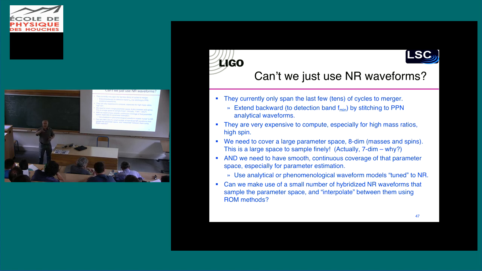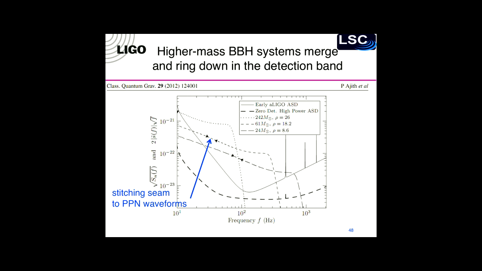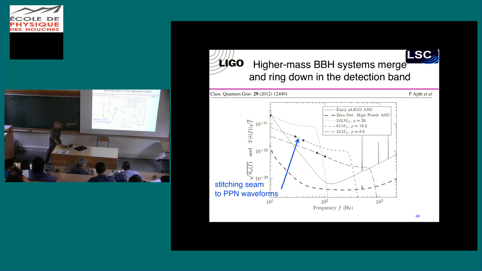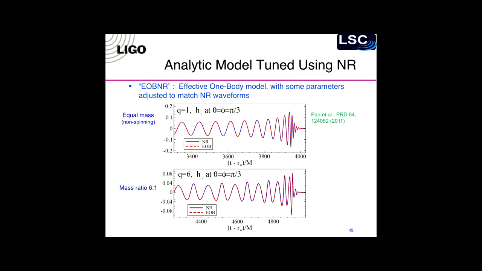Another approach is to take a handful of numerical relativity waveforms, say 50 or 100, put them in a library, and then use fancy numerical techniques called reduced order modeling or reduced order quadrature to interpolate between them numerically. That's what we have to do. Here's how we stitch things together, between the post-Newtonian and the merger waveforms. You've only got a handful, or tens, of numerical relativity waveforms, and then you hope you can interpolate between them.